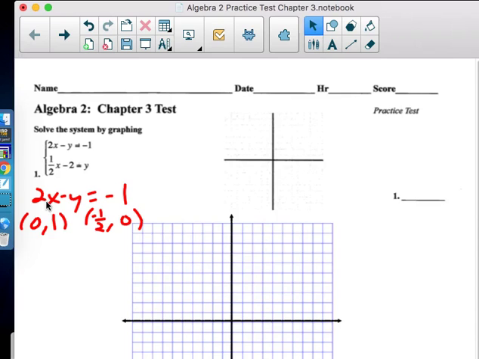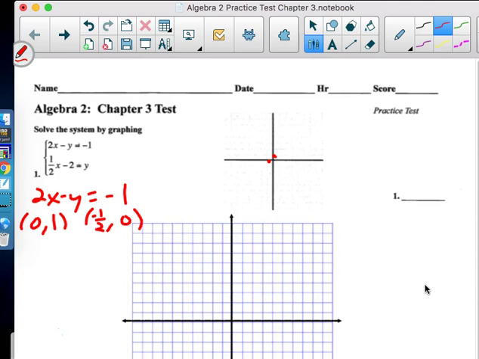I'm wondering if I can turn up the grid on mine. I can't. Sometimes it lets you choose that and make it darker. No, mine's not going to happen. So 0, 1, -1/2, 0.